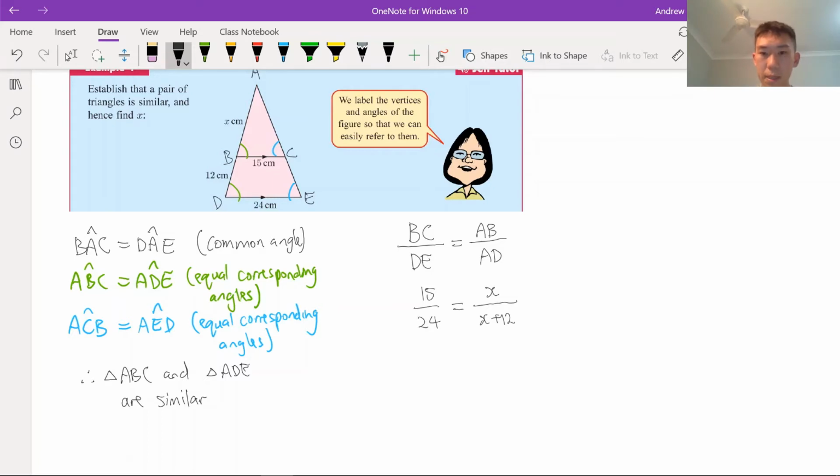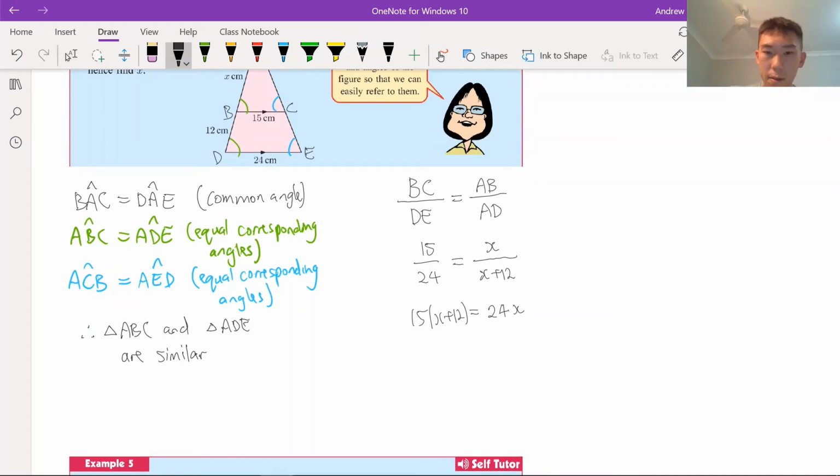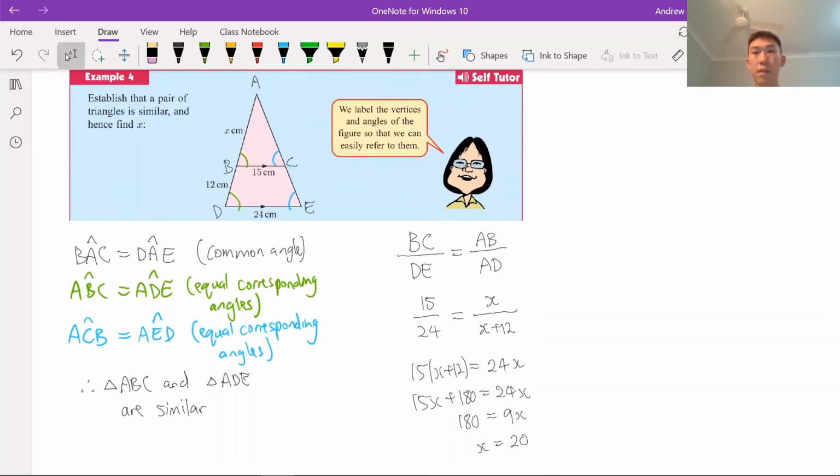Alright, now let's do a bit of algebra here. So 15 will get multiplied by x plus 12, and 24 gets multiplied by x. So 15x plus, what's that? 180 equals 24x. So 180 equals 24 take 15 is 9x. X equals 20. And that's it. We're done.